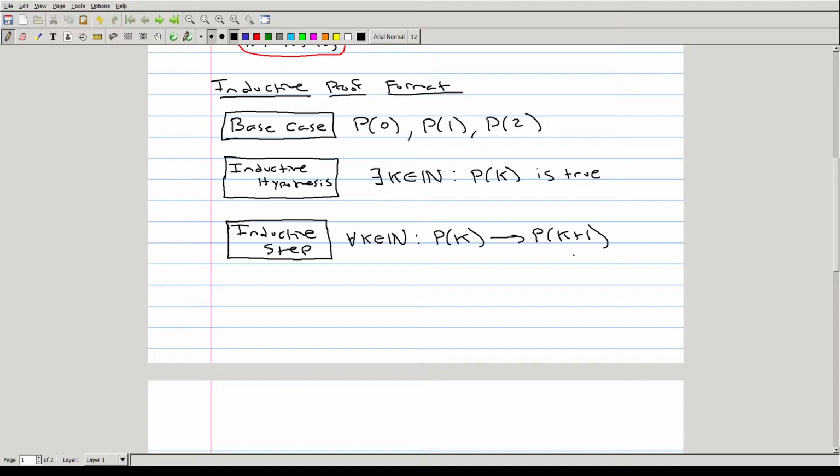And this is the format of any proof by induction. Now there is something called strong induction. Induction is in chapter 5.1 in our book. Strong induction is chapter 5.2. I'll talk about strong induction a little bit later on. But for the first couple examples, we're just going to focus on the standard induction.